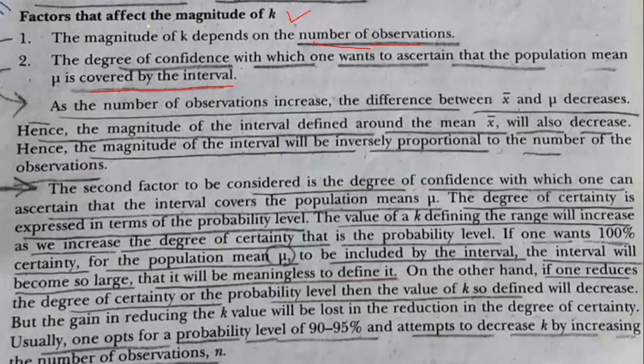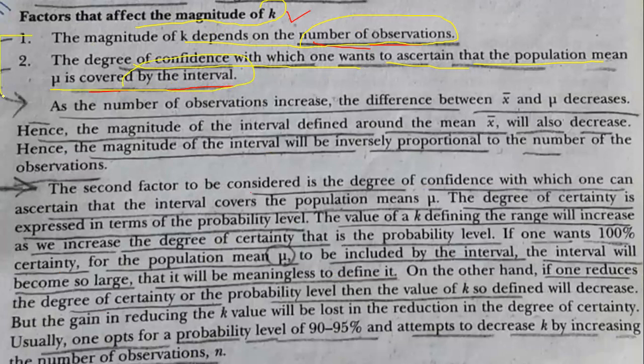Now, factors affecting the magnitude of k. The magnitude of k depends upon the number of observations and the degree of confidence with which one wants to ascertain that the population mean mu is covered by the interval x bar minus k to x bar plus k.